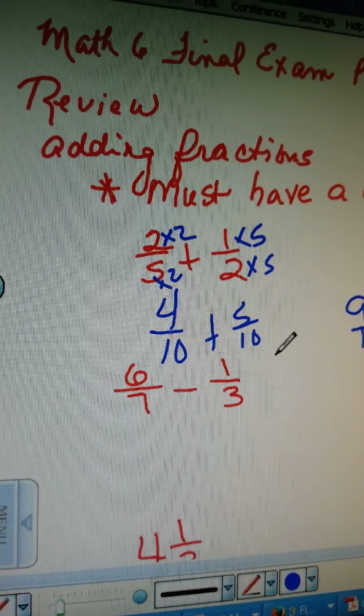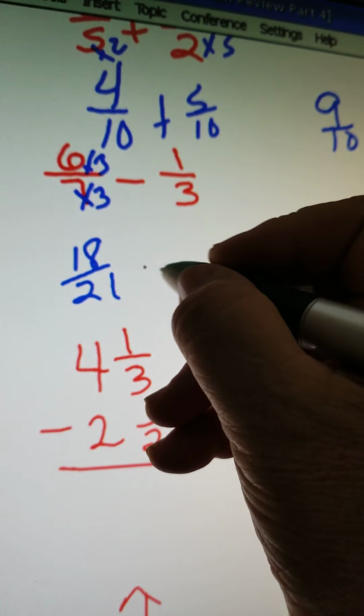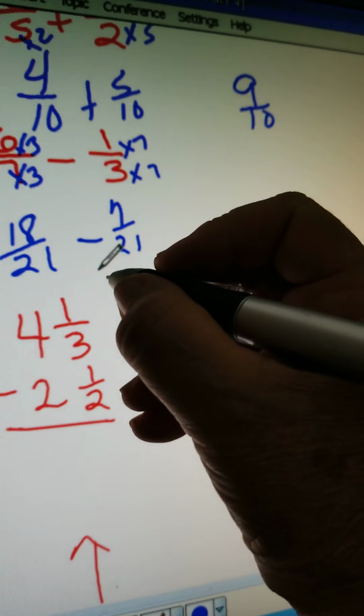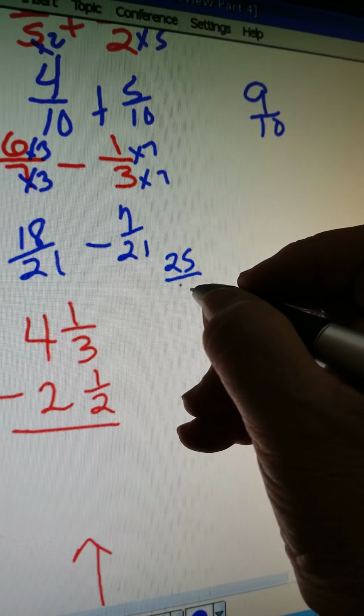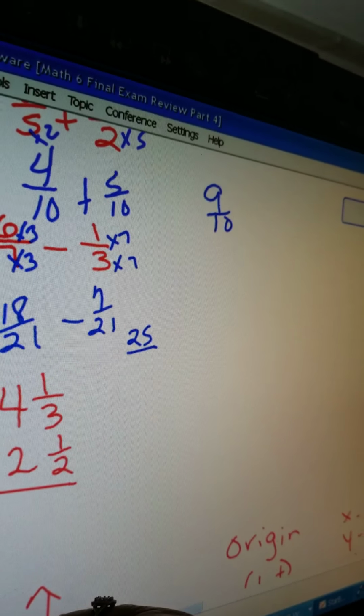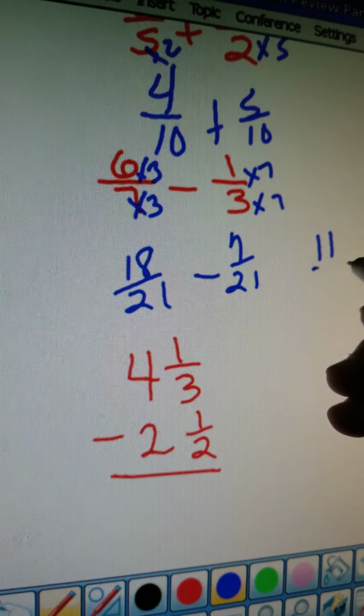All right, same thing with subtraction. Again, you find your common denominator. If you're not sure, you can count by 3s and count by 7s and see what's the first number you run into. And in this case, it's 21. So 7 times 3 and 6 times 3. 18 over 21 minus, times 7 times 7, 7 over 21. Sorry, subtraction. 18 minus 7 would be 11 over 21.